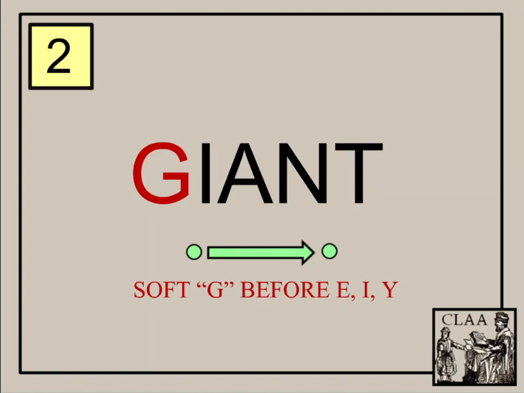The second basic sound made by the English letter G is the soft G sound. This sound comes before the sounds made by the letters E, I, and Y. The soft G sound. Let's read this word together on your screen using the soft G sound. Giant, giant, giant.